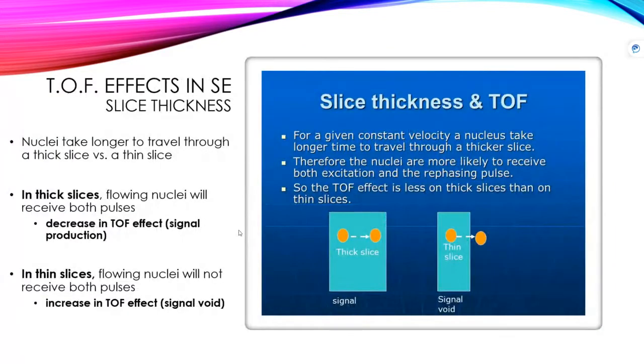Okay? Slice thickness is that third factor, and it's kind of similar to time of echo. The bigger the slice, the more likely that your spins are going to be in the slice for both excitation and refocusing. And the thinner the slice is, the less likely you're going to have that spin present in the slice for both pulses. So in thick slices, you're going to decrease the time of flight effect. You're actually going to produce a signal because they're present for both. And in thin slices, you're going to increase the time of flight effect, which means a signal void.